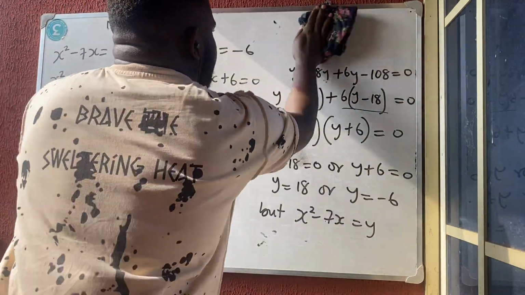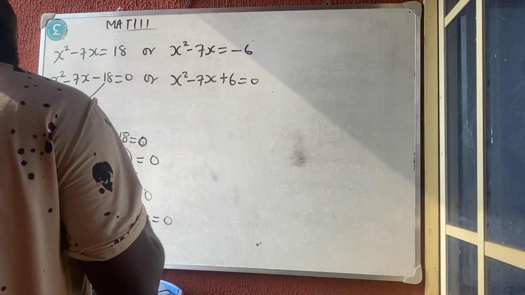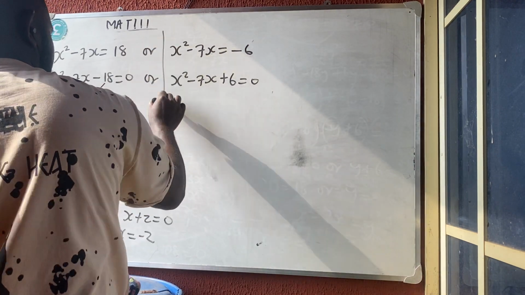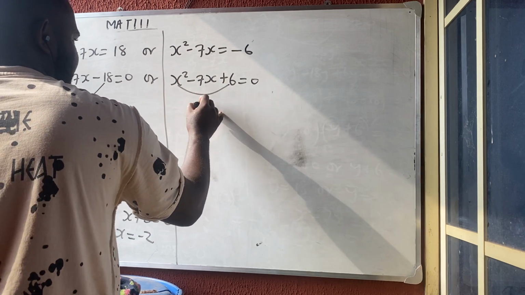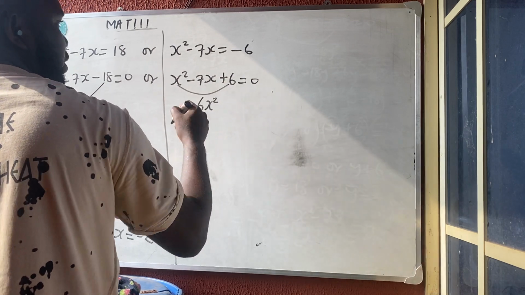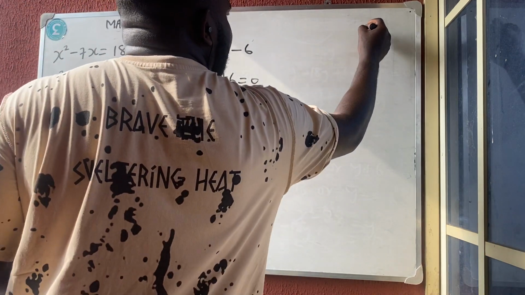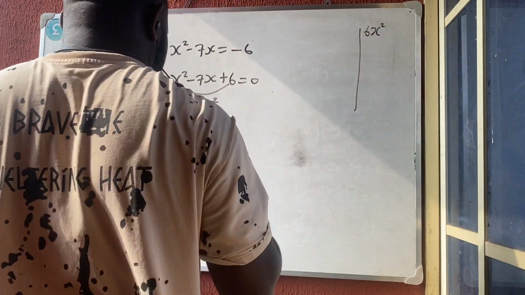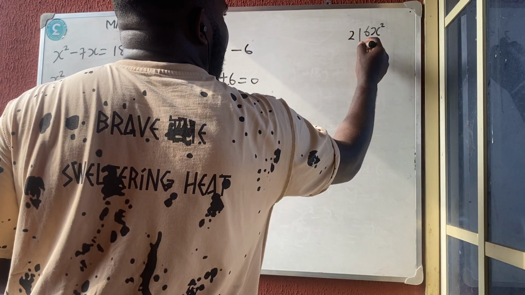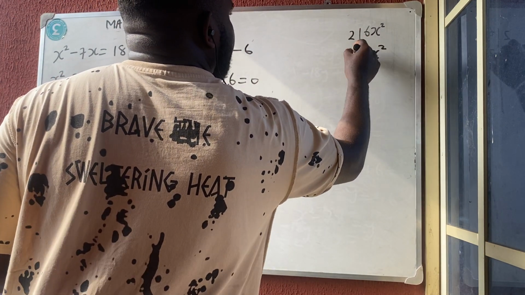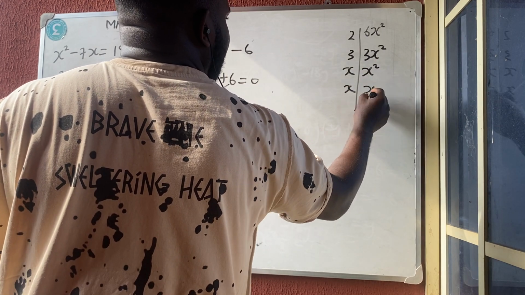Okay, so going over to this side, let's solve this equation. So in this equation now, the same thing is applicable. This time, I'm having 6x squared. So let's find what will give us this minus 7x here. So I'm having 6x squared, okay? 2 divide, I'm having 3x squared. 3 divide, I'm having x squared. x divide, I'm having x. x divide, I'm having 1.